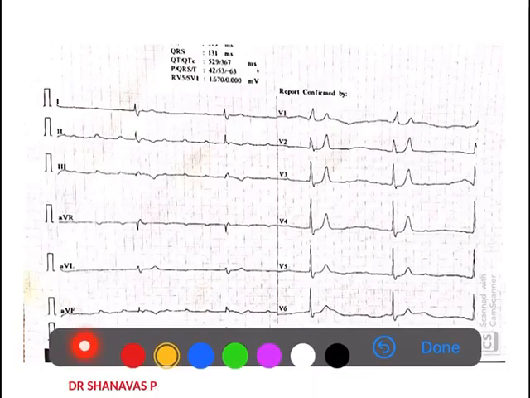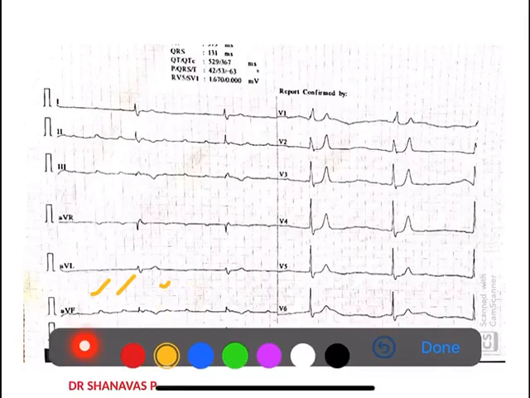Here you can see that this is a P, this is a P, and between the P waves there are nearly 2.5 large boxes. So you can see this is another P, this is another P. Between those two you can see nearly 2.5 boxes. That means they meet the regular PP interval.